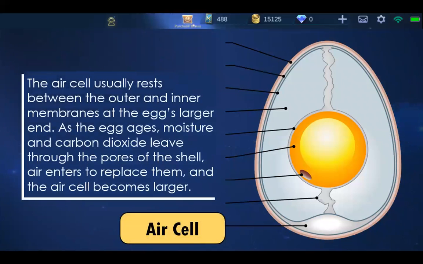And lastly, the air cell. An air space forms when the contents of the egg cool and contract after the egg is laid. The air cell usually rests between the outer and inner membranes at the egg's larger end. As the egg ages, moisture and carbon dioxide leave through the pores of the shell. Air enters to replace them, and the air cell becomes larger.